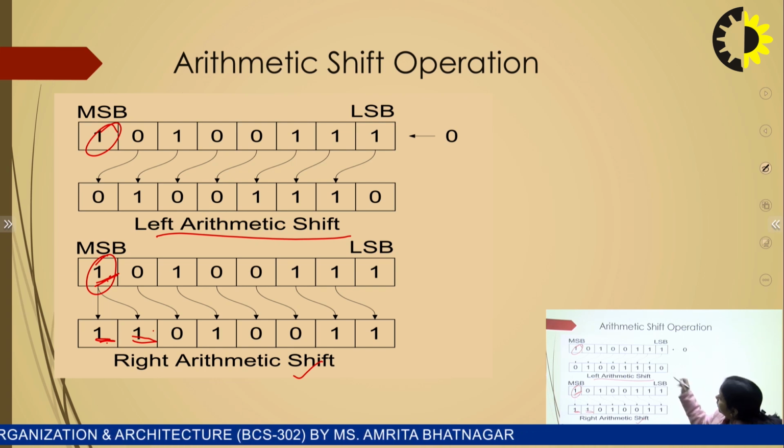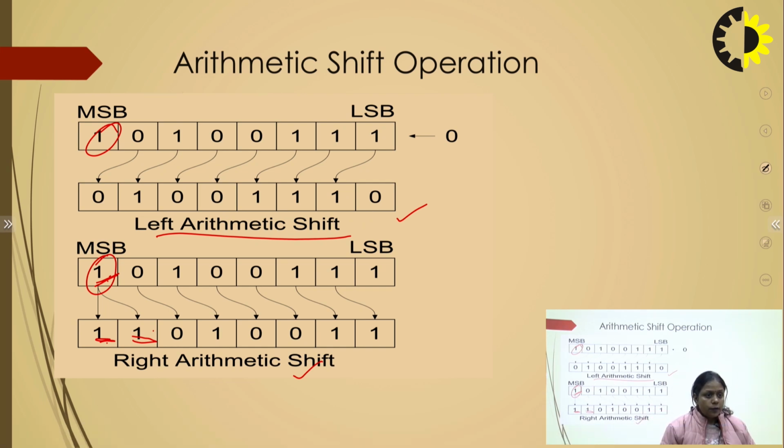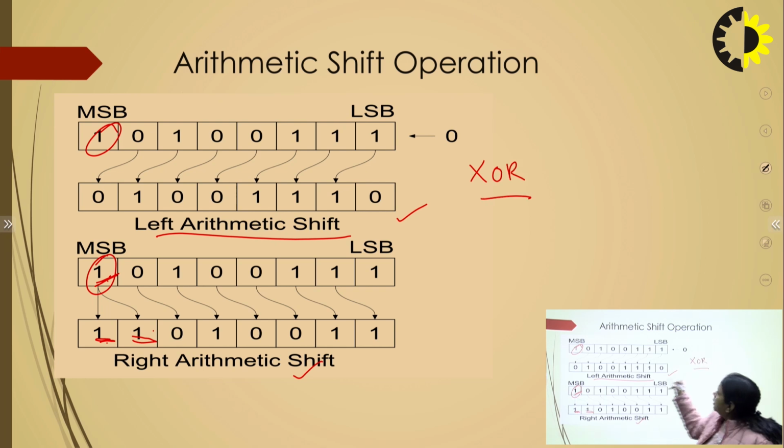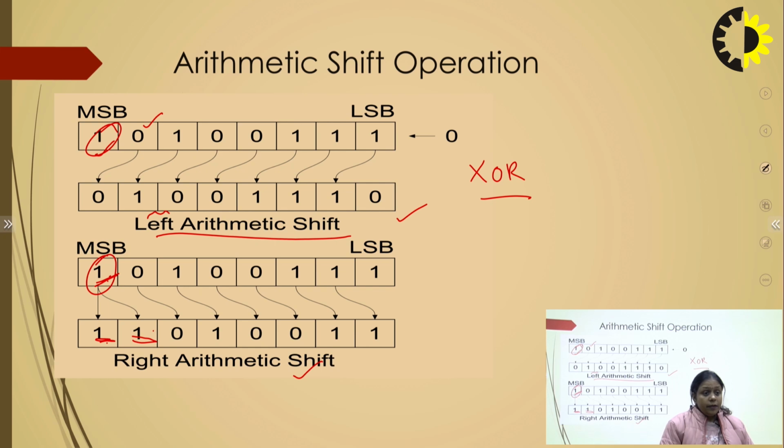But in the case of left shift, when we shift in this way, the MSB bit will be lost. So how can we find out whether this is a right number or not? Because we have lost the sign bit, we will use an XOR gate here. In the XOR gate, we will give the first bit and this bit. If both bits are the same, what does it mean? The output will be 0. Then there is no overflow case.